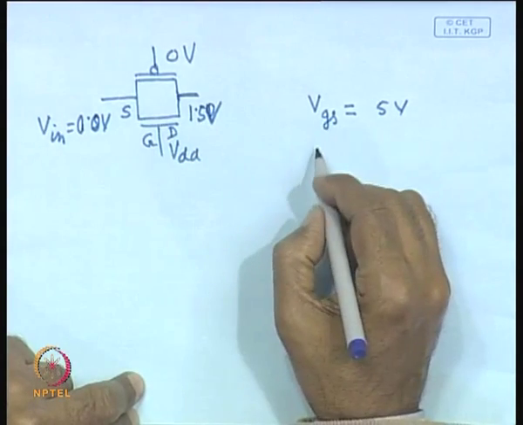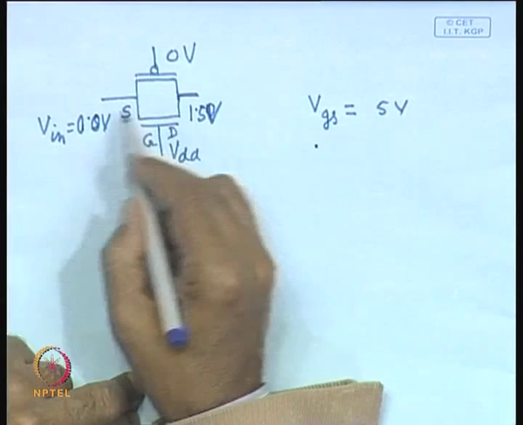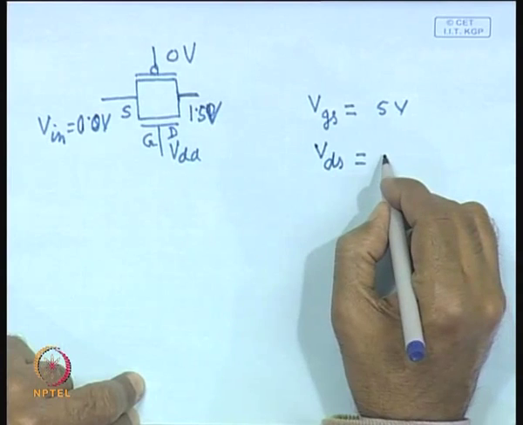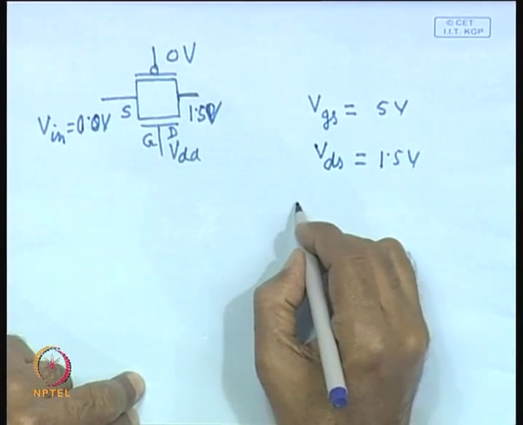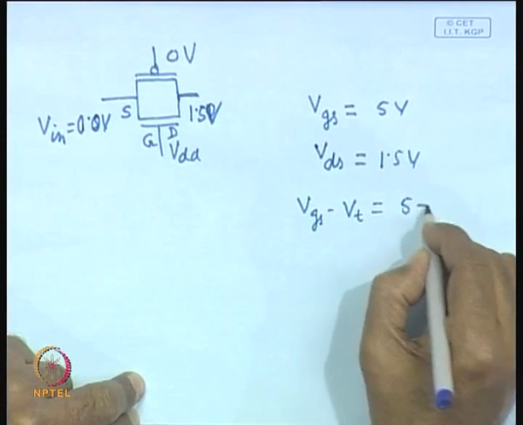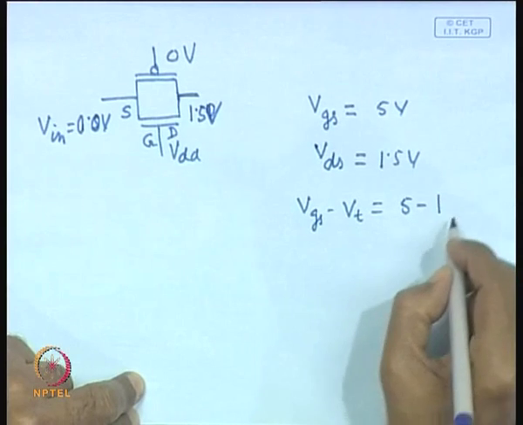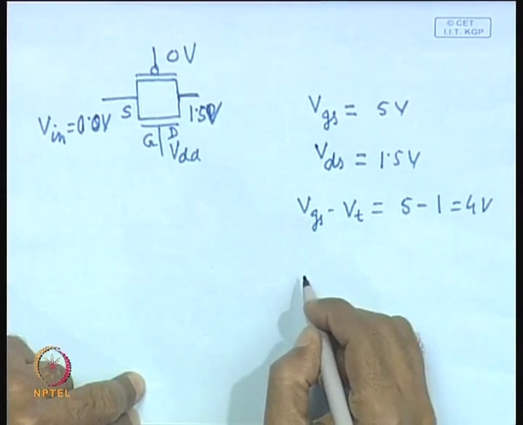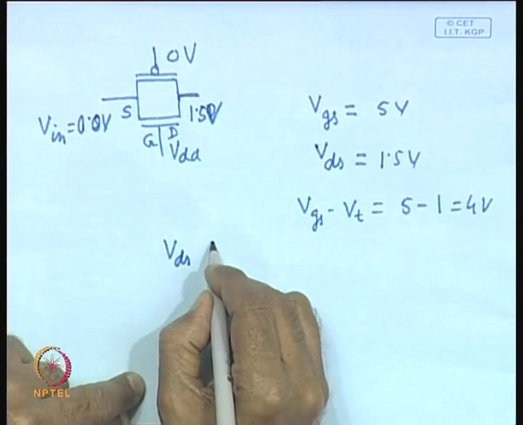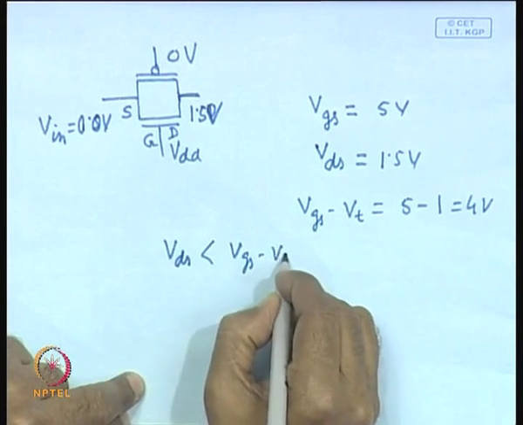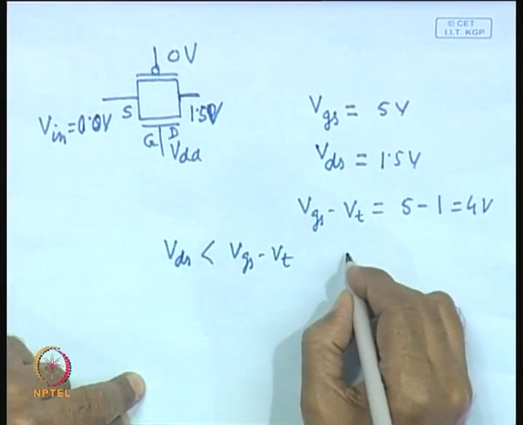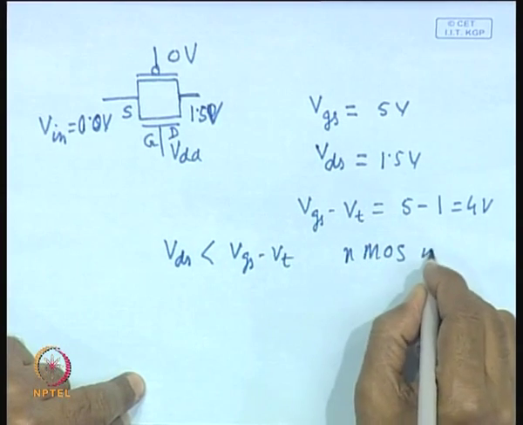And what is the drain voltage? I mean the VDS. VDS is equal to 1.5 volt. And what is VGS minus VT? That is equal to 5 minus threshold voltage, which is 1 volt. So, it is 4 volt. Therefore, in this case we find that VDS is less than VGS minus VT. So, what is the condition of the transistor? The NMOS transistor will be in linear region.